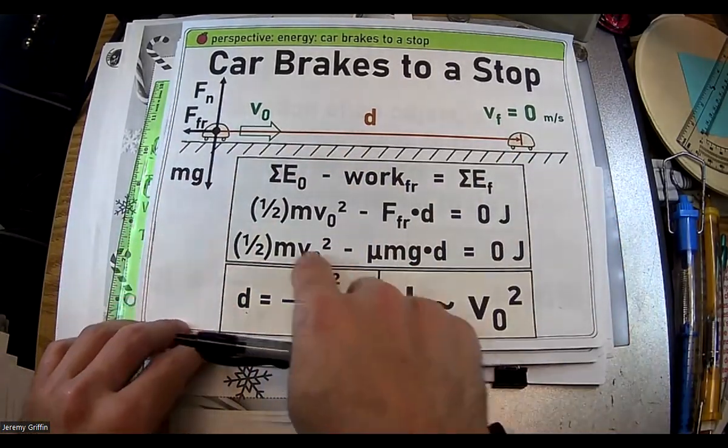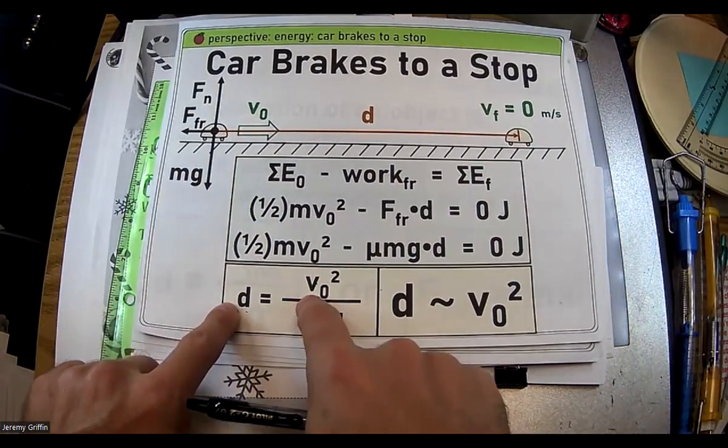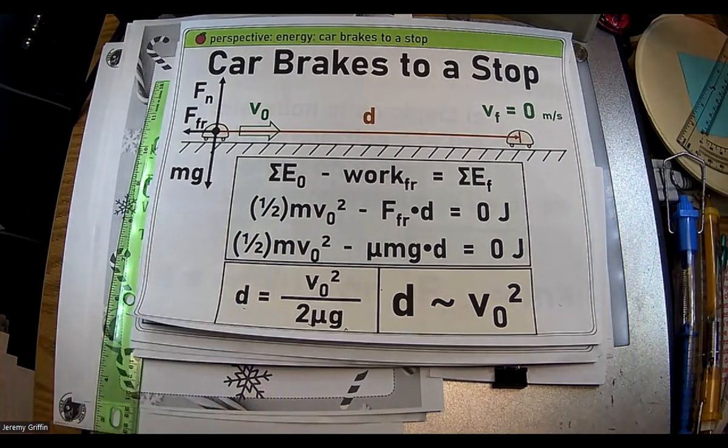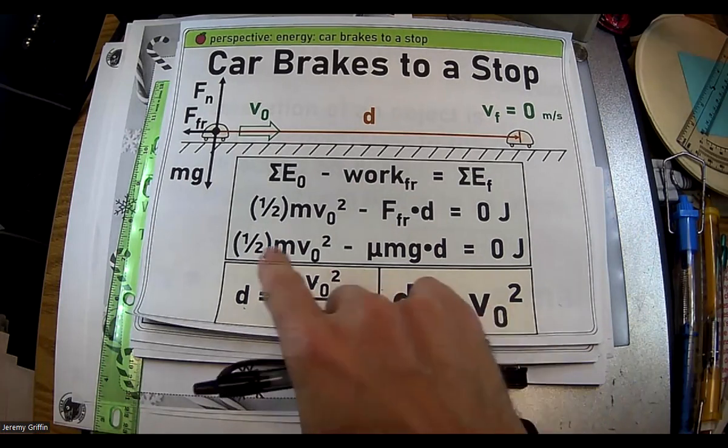Anyway, the solution to this ends up being this. Here's braking distance as a function of initial speed of the car. Notice the mass of the car cancels out. Right? Now, this is not the only way to solve this. You could solve for acceleration and then go back to kinematic motion, and you get the same answer. Ends up being this, right?